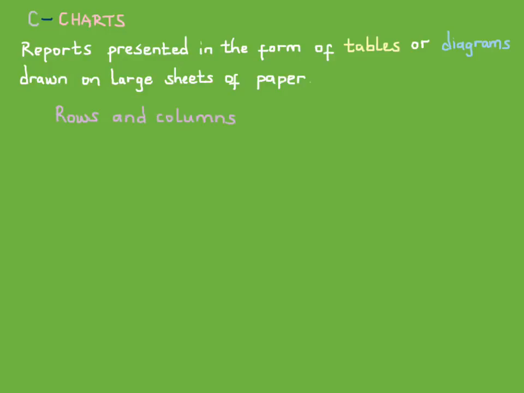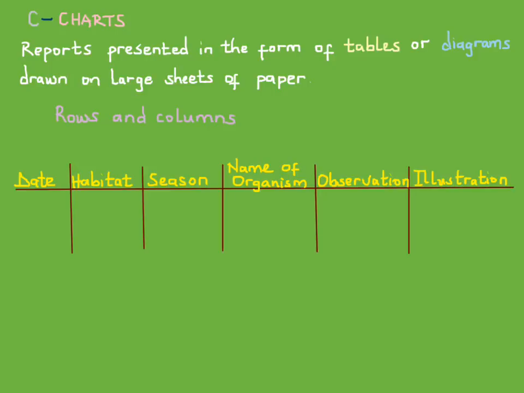Let us now look at another important part of making drawings and biological diagrams, which is the chart. Charts are reports presented in the form of tables or diagrams drawn on large sheets of cardboard or paper. The information in tables is presented in rows and columns, as can be seen in the table below.